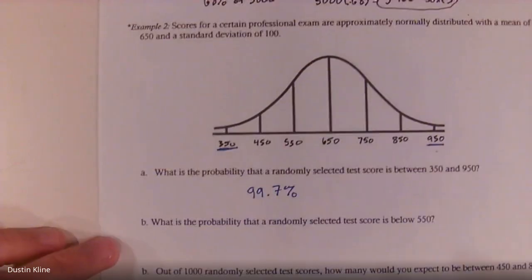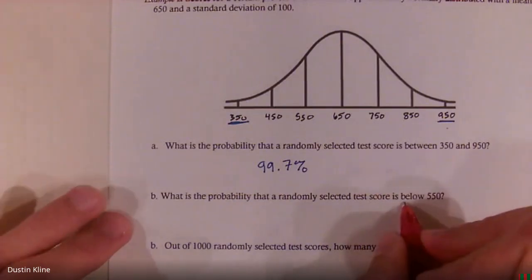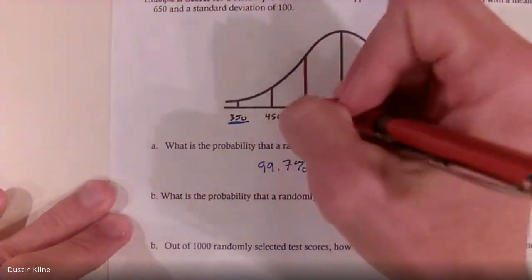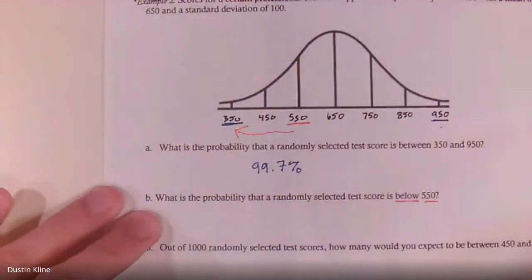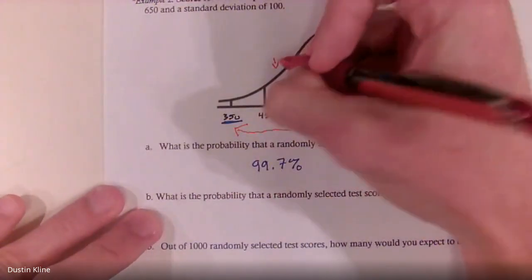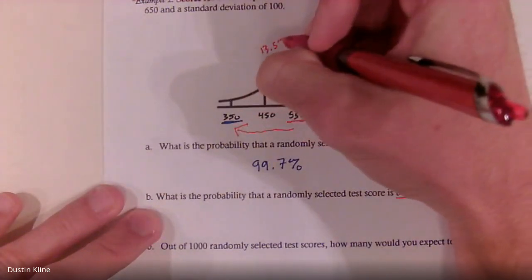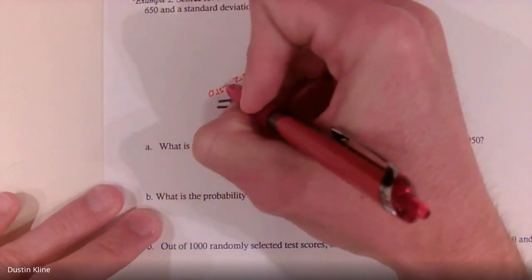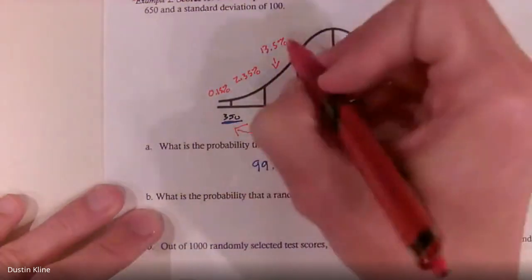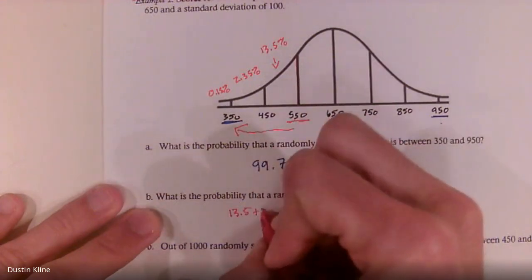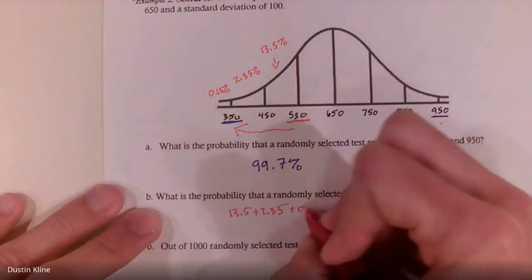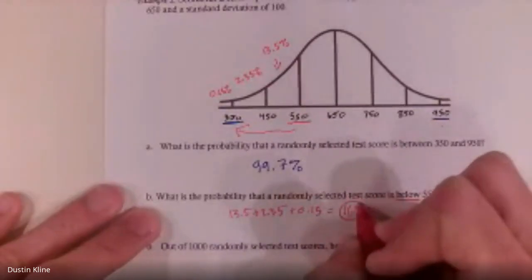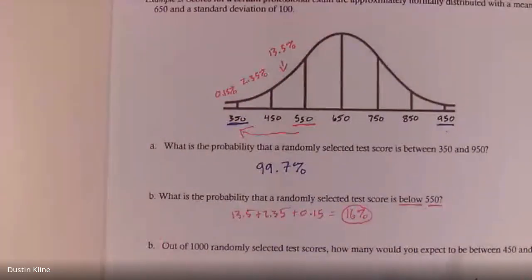Let's look at our next question. What is the probability that a randomly selected test score is below 550? Well, you go to 550, and now we care about all of the data below that 550. That would be 13.5%, a 2.35%, and a 0.15%. And so you add all of those percentages up, right? Your 13.5 plus your 2.35 plus your 0.15, and that tells us that 16% of test scores will show below 550.